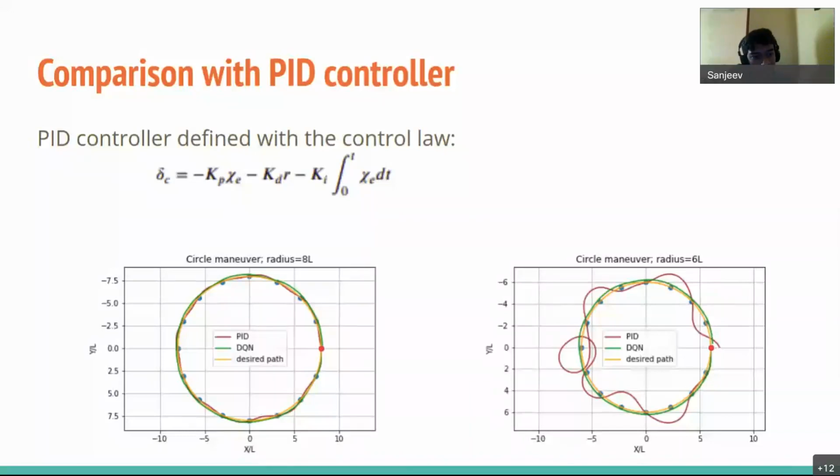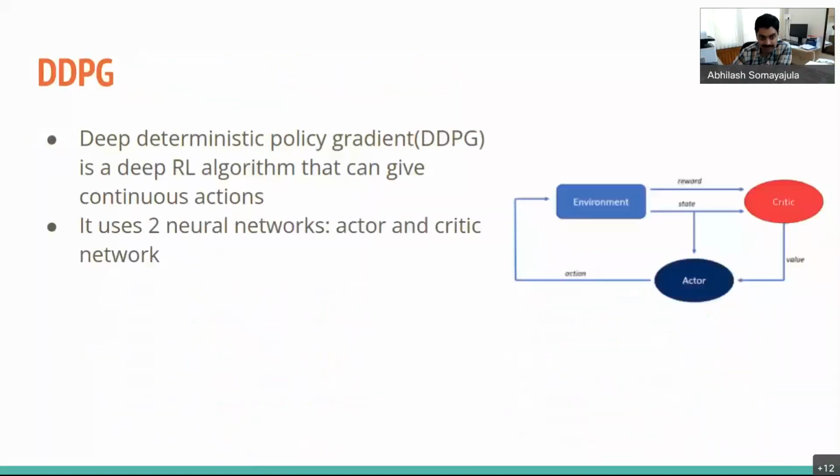Is that it, Sanjeev? That's the last slide, or anything more to add? Yeah, just some more about DDPG. Yeah, go ahead. So now I'll talk about this algorithm. This is deep deterministic policy gradient. This is another deep reinforcement learning algorithm, but this can give continuous action. As Ashwin was asking, this is just a simple extension of deep Q network for continuous action space.